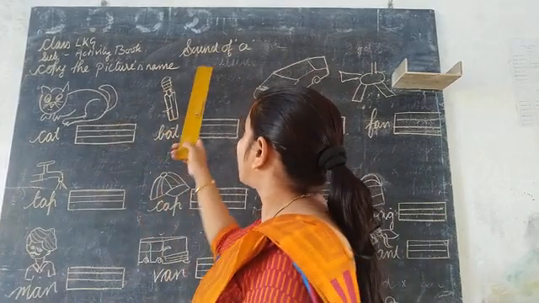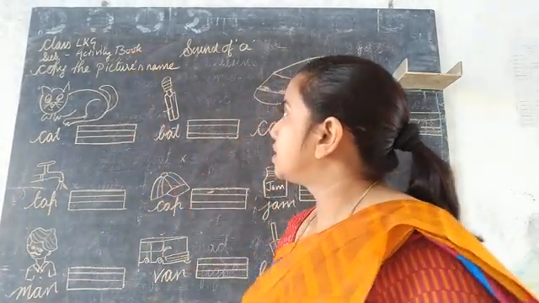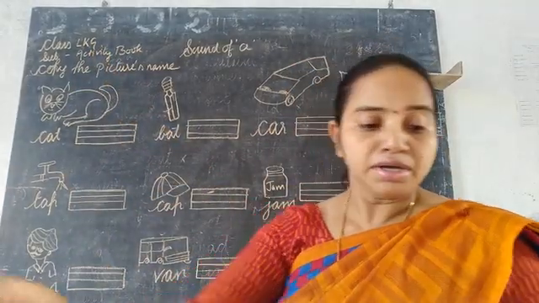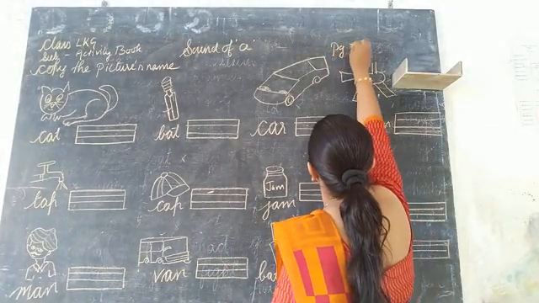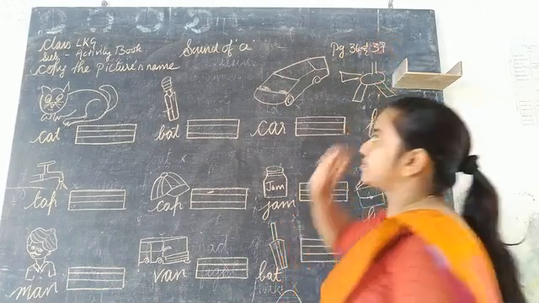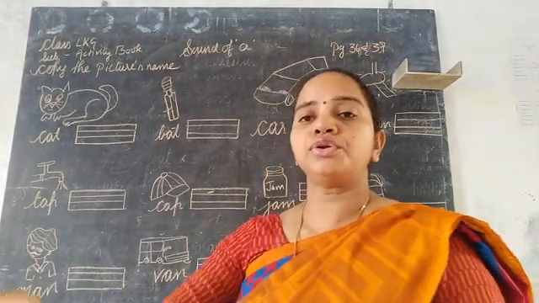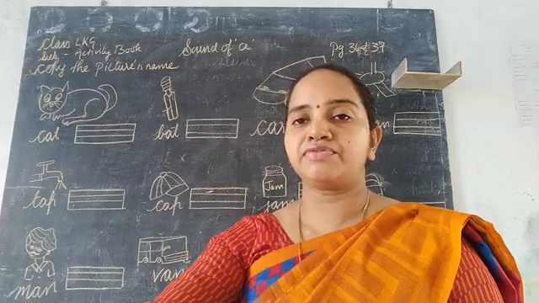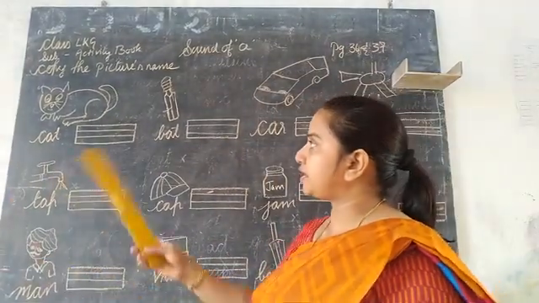This is your Sound of A activity book for the students of class LKG, and we are doing page number 36 and 37. So this is your page number 36 and 37. Let's see, as I have told you, we have to use A before the consonant and AN before the vowel. So the letter and the picture will help us identify.